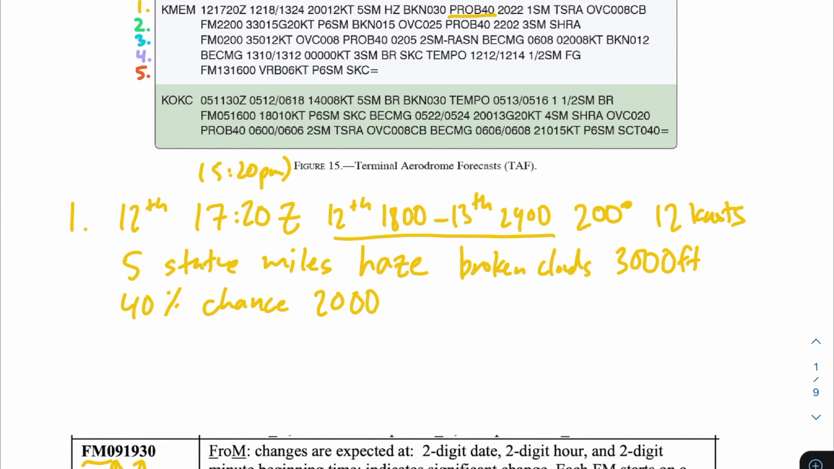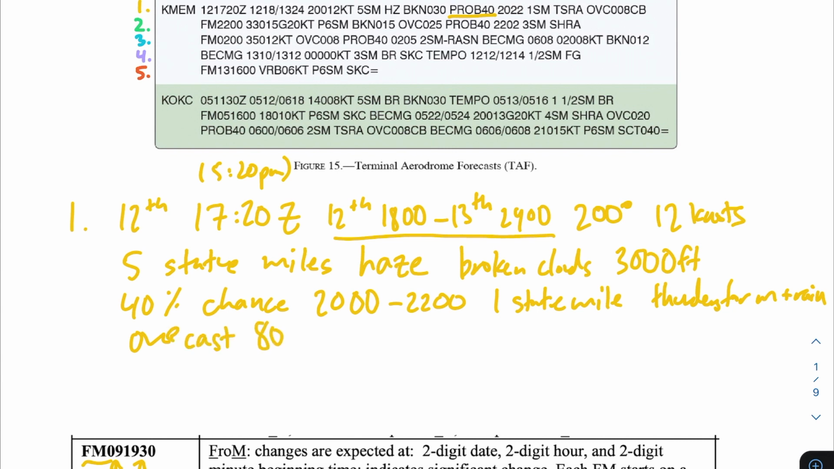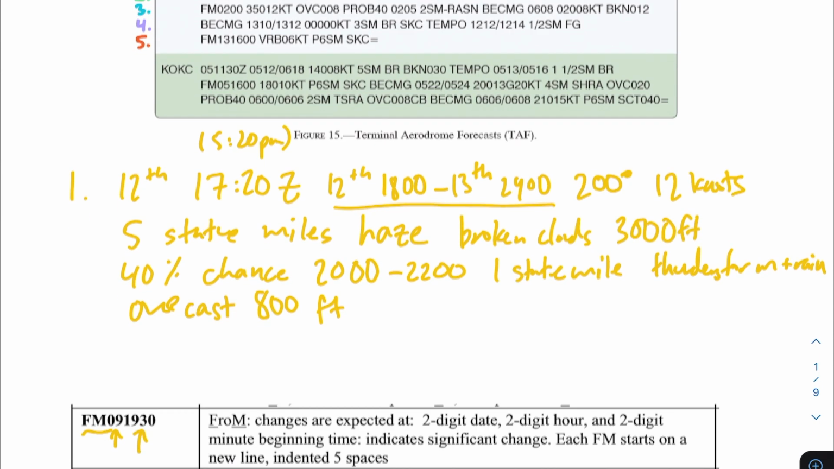There's a 40% chance from 2000 to 2200 that there is going to be one statute mile of visibility, and there's going to be TS, which is thunderstorms, thunderstorm, and rain. Plus rain, along with overcast 800 feet clouds, and then CB is a type of cloud. So that's our first line. You can see just how much information is included here. So let's go ahead and look at the second line.